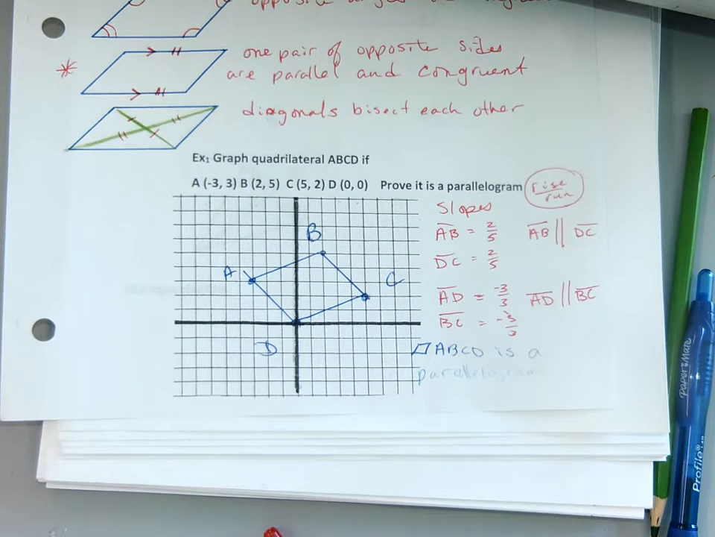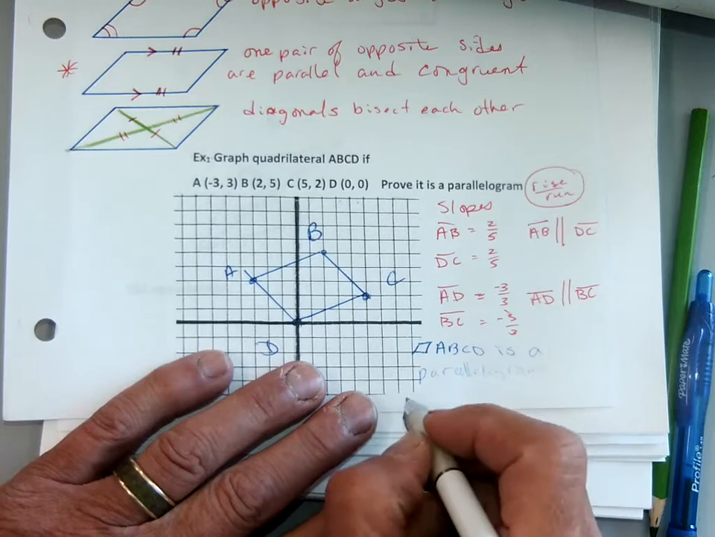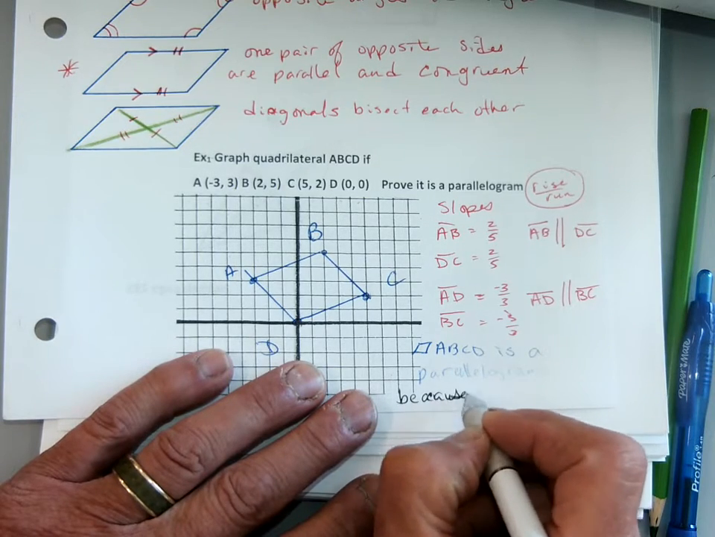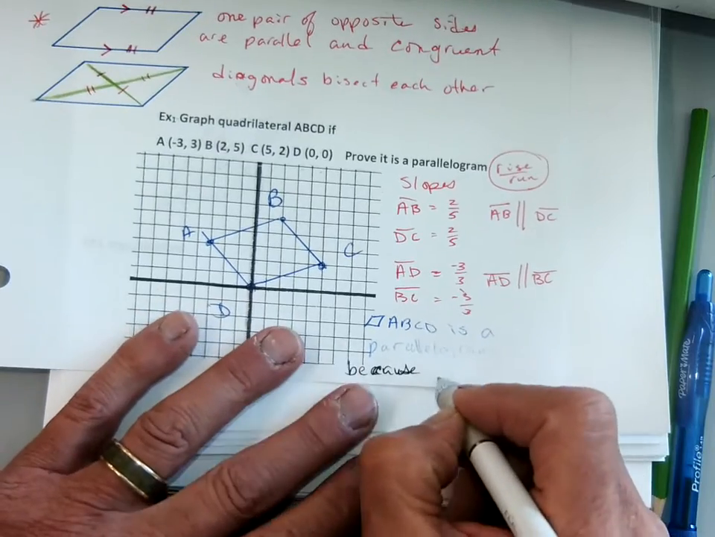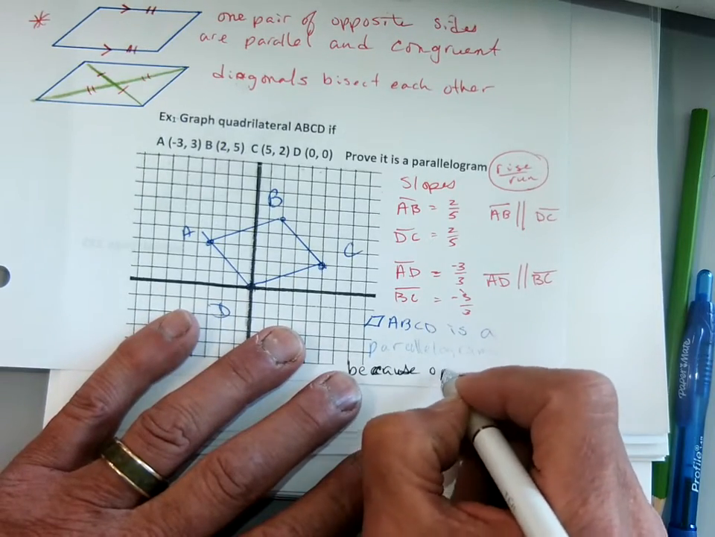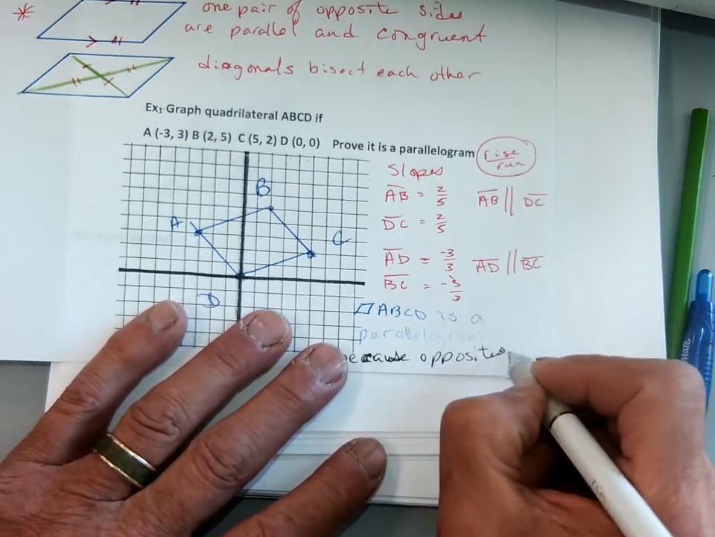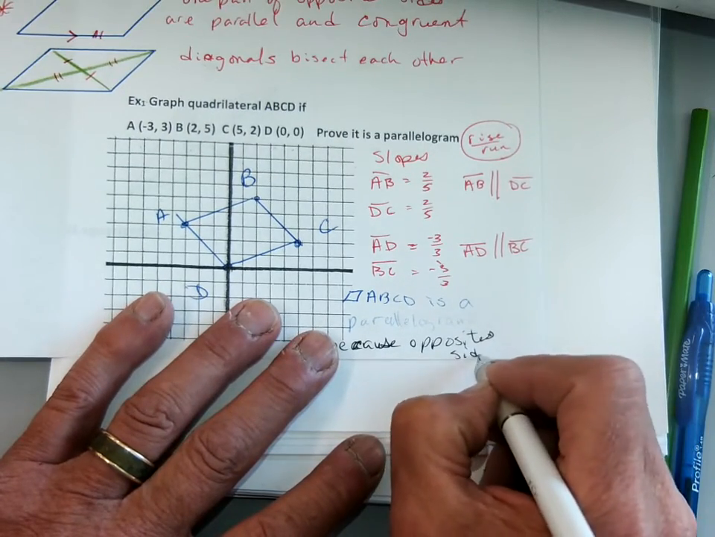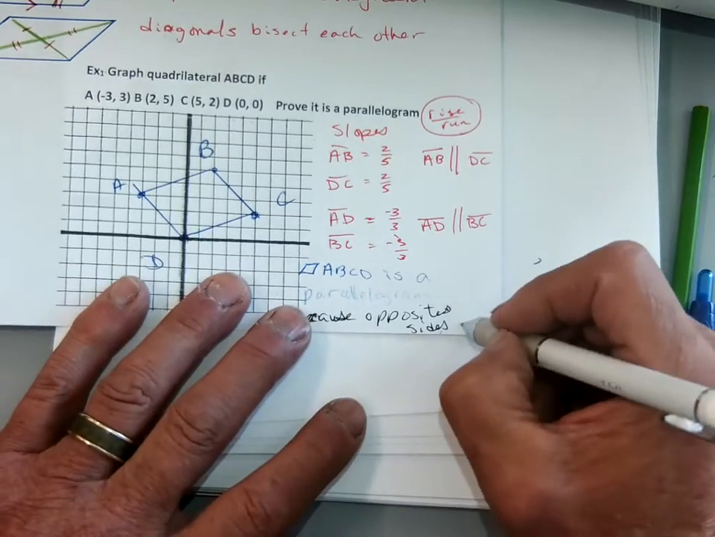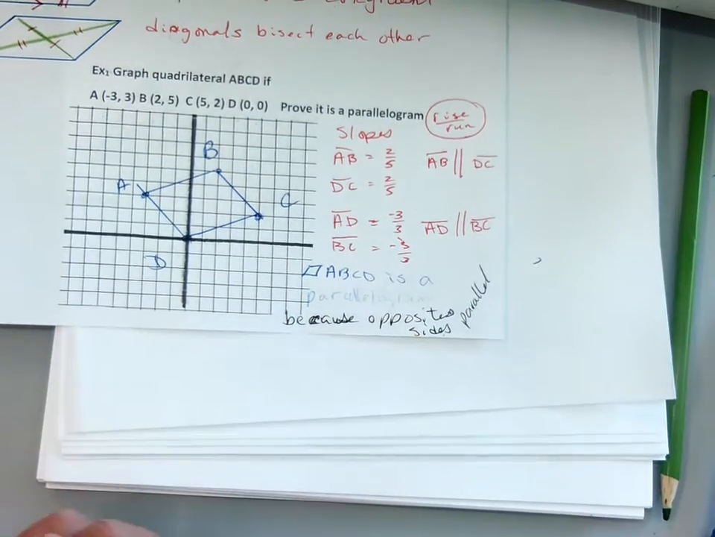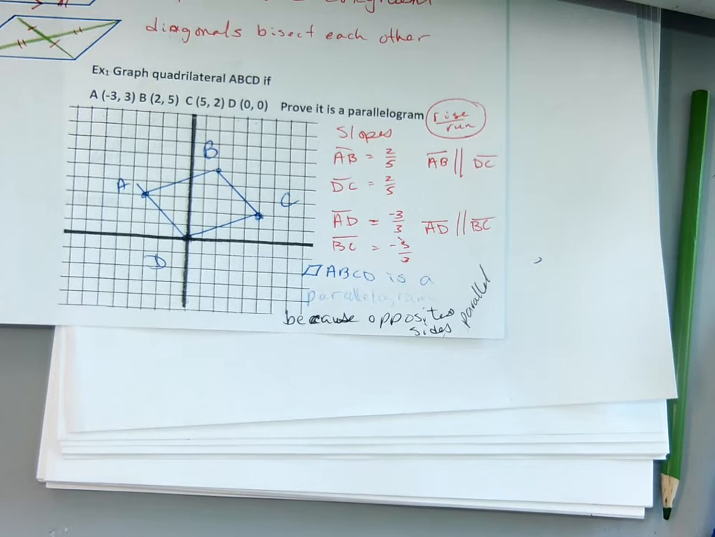It is a parallelogram because opposite sides are parallel, right? Opposite sides parallel. I'm running out of room. Okay, I proved it, didn't I? Okay, so I just had to prove it and then make a statement.